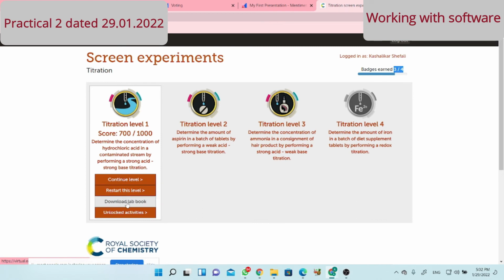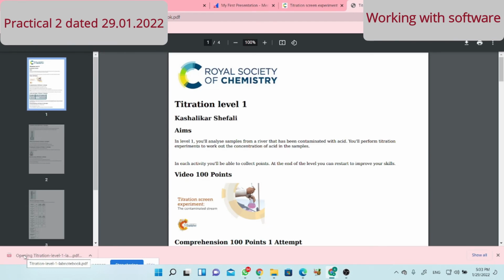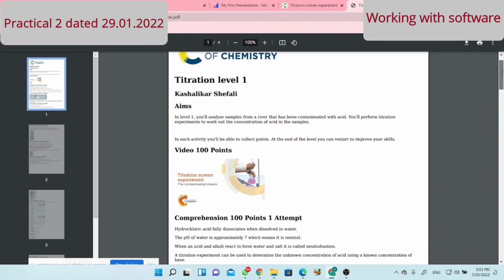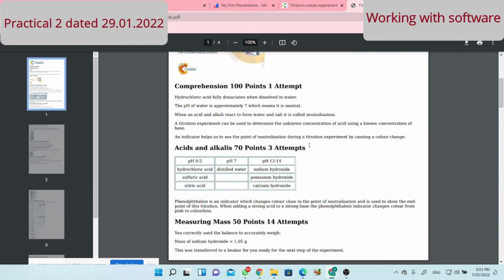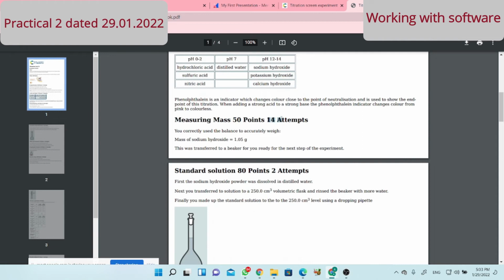Okay, the download lab book. Listen carefully. I clicked there on lab book, it is downloaded, and I'm opening that. It is the complete report of Shefali's work. This I want. See how many attempts she made. Here, 14 attempts Shefali made, for measuring mass. And therefore she lost 50 points.